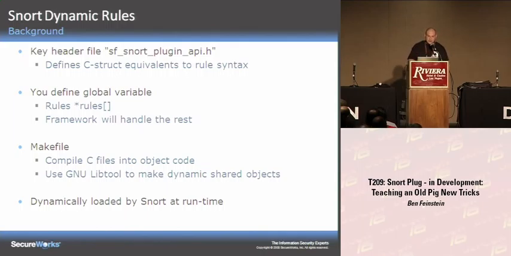So basically in C code, I can create a struct that defines the same properties as I would in the rules language. Inside your dynamic rule file, or a C file that can contain multiple rules, you have this array of pointers to rules called rules. And the framework pretty much handles the rest. You point Snort to the dynamic rule shared object you've built, and you have dummy rules that have to be present. It will load them into the engine. So the Snort makefile pretty much takes care of most of it for you. It creates the shared objects using libtool, and they'll be dynamically loaded by Snort at runtime.